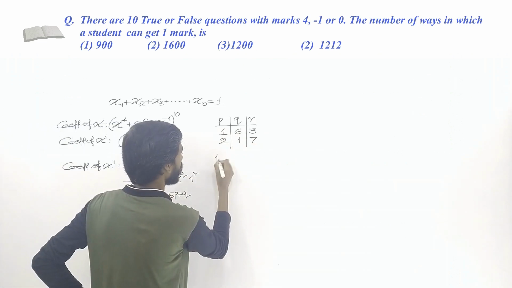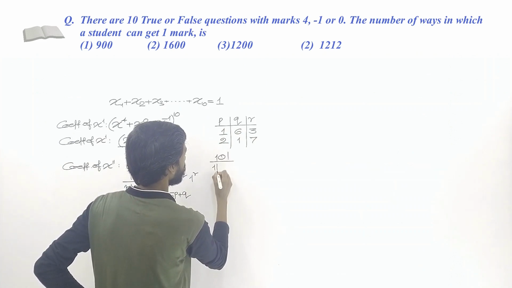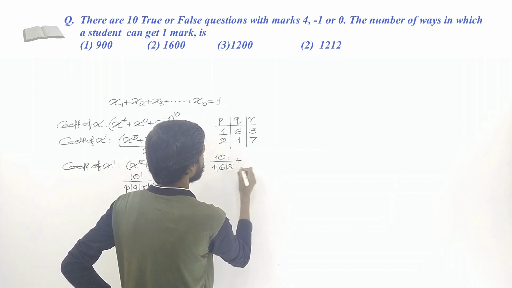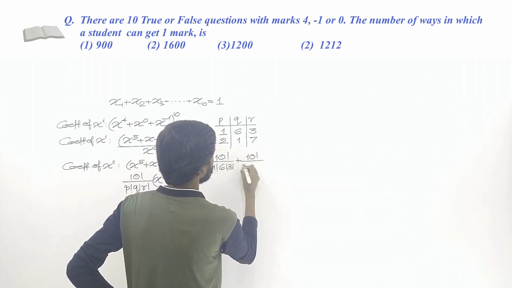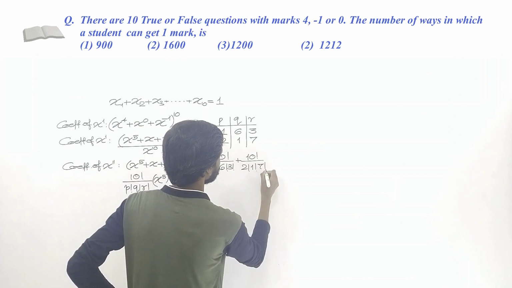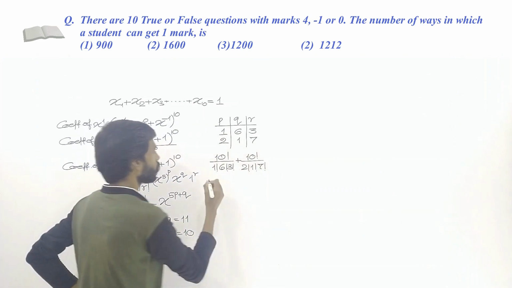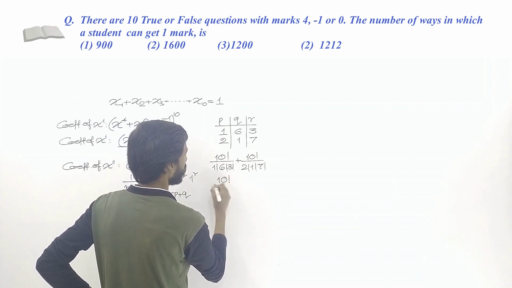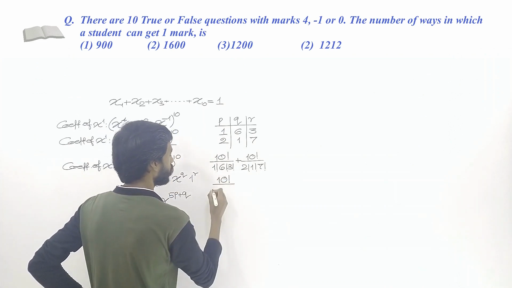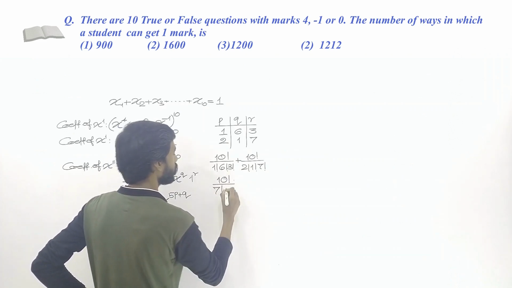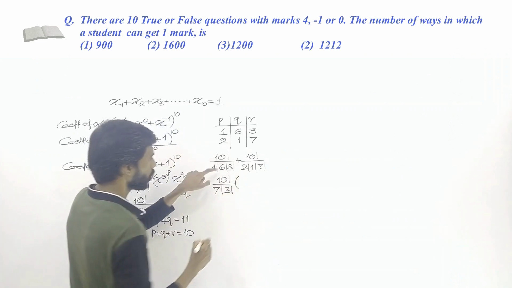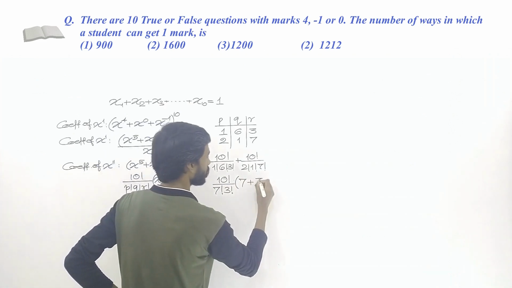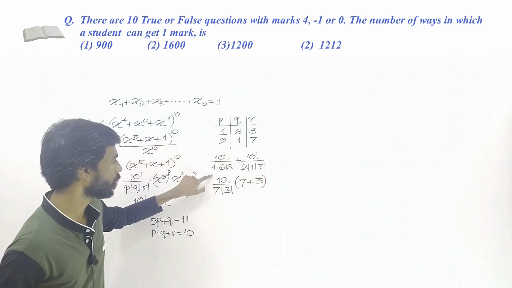That value is 10 factorial divided by 1 factorial, 6 factorial, 3 factorial, and similarly the next term plus 10 factorial divided by 2 factorial, 1 factorial, 7 factorial. Let's simplify this. Let us take some common values. I'm taking out 10 factorial, divided by 7 factorial and 3 factorial. If you take this value out, this will become 7 plus 3, so this is 10 factorial divided by 7 factorial.